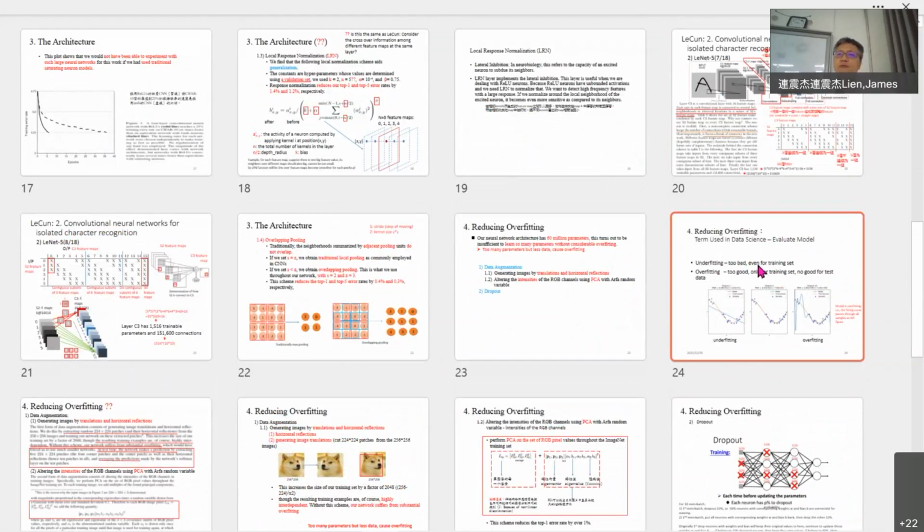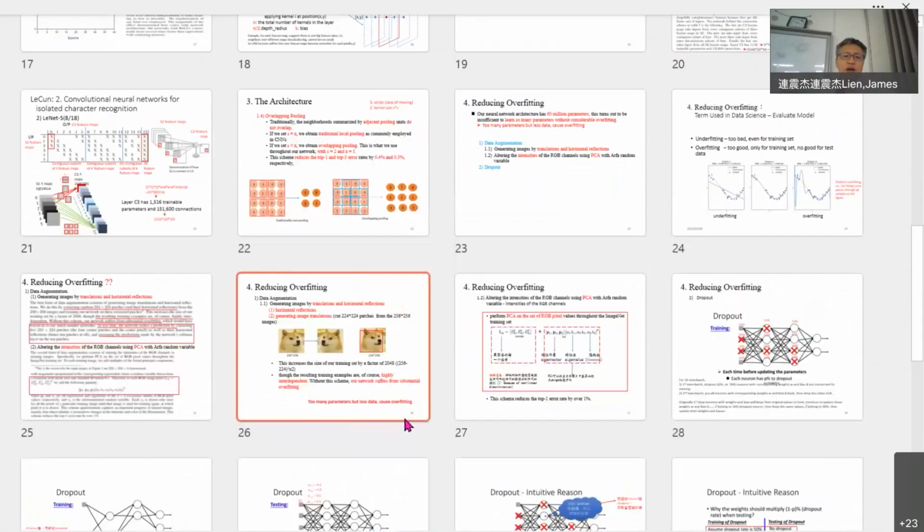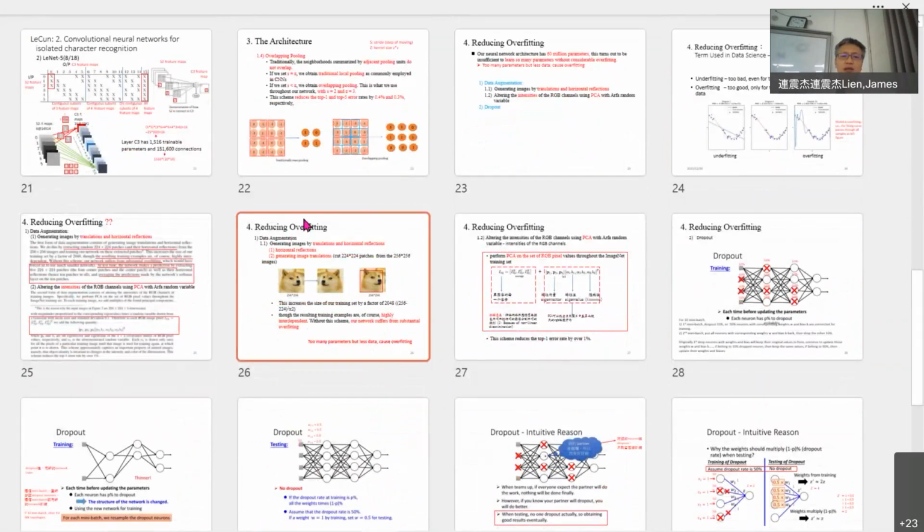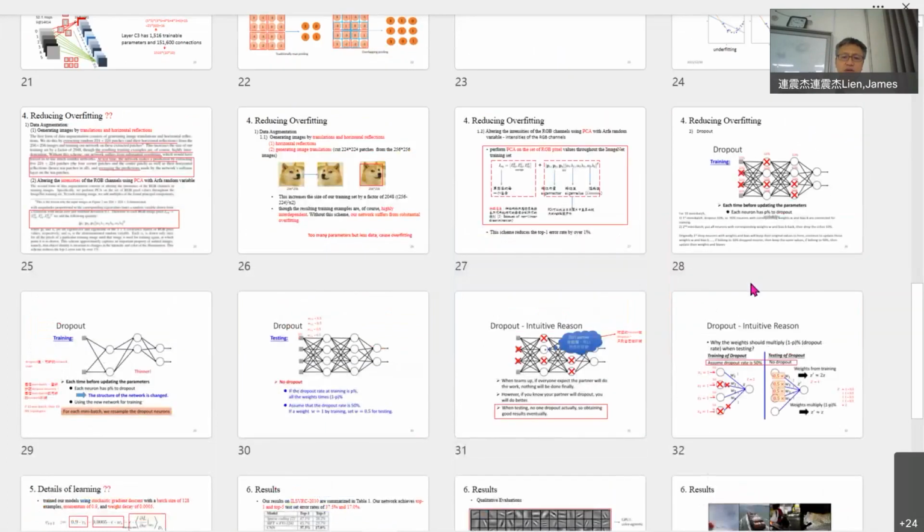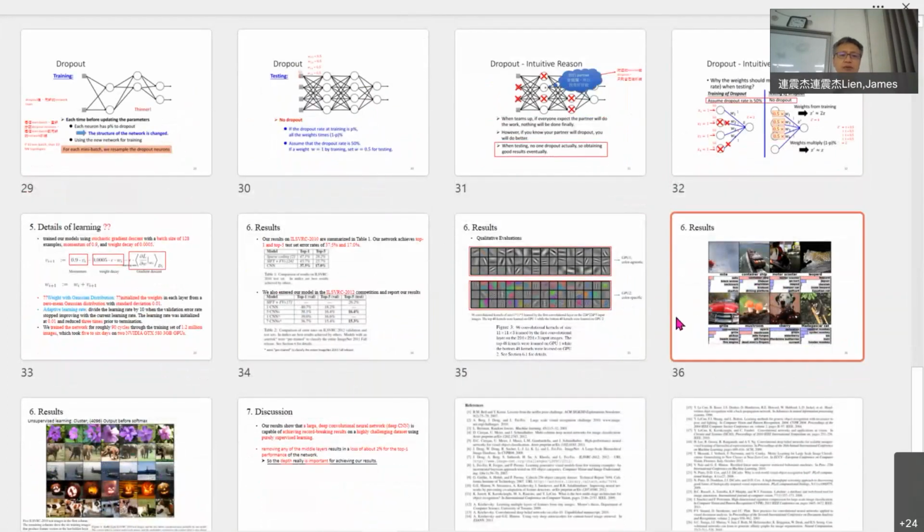So how can we solve the overfitting problem? There are 2 ways. One is to do data augmentation to increase the data. The second is to try to reduce the number of parameters. So they use dropout to reduce the total number of parameters. So here they use dropout. That's a major technology for AlexNet.